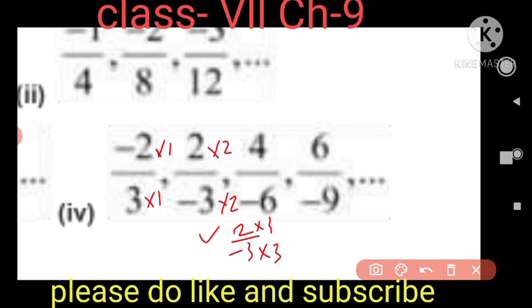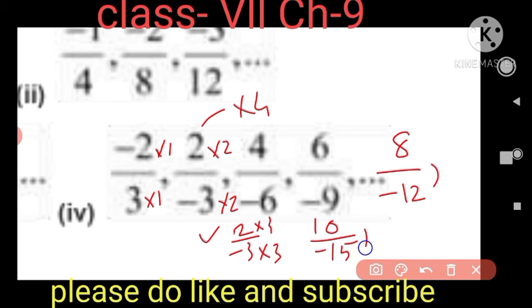Now next what will you do? You will multiply with what? 4, isn't it? Now 8, and next will be minus 3 4 is 12, minus 12. Then next will be again 2 5 is 10, and 3 5 is how much? Minus 15. Then next will be what? 2 6 is 12, and 3 6 is minus 18. Then next will be 7 times 2 is how much? 14, and minus 3 into 7 will be how much?